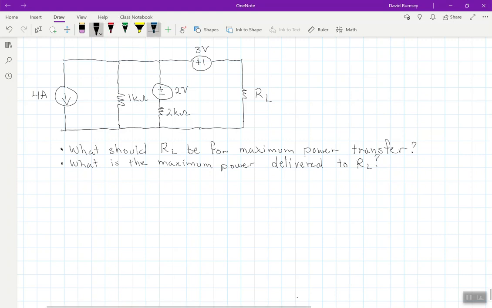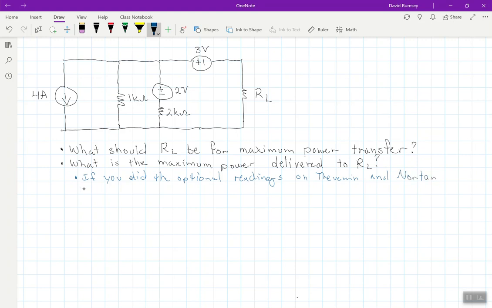Now, if you did the optional readings on Thevenin and Norton equivalents, you could use those analysis techniques.